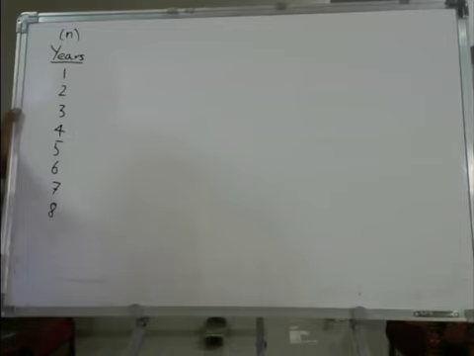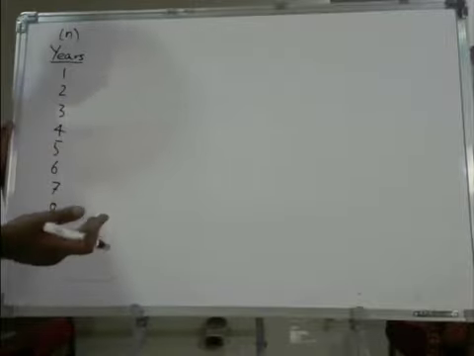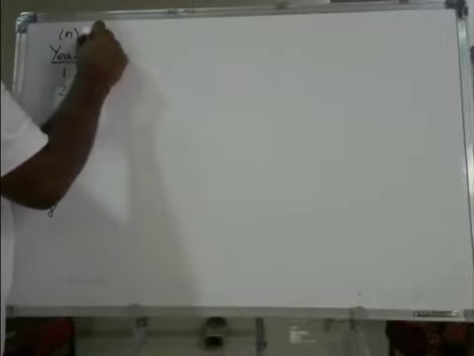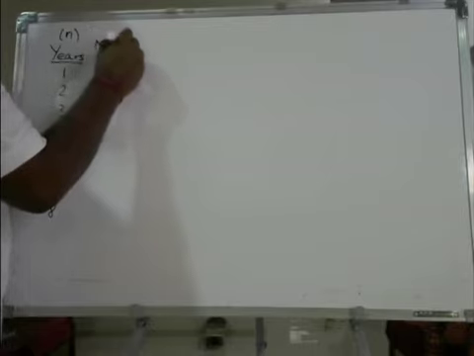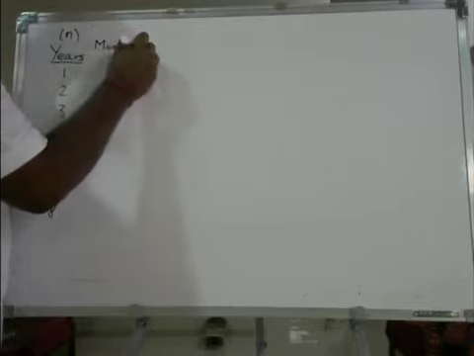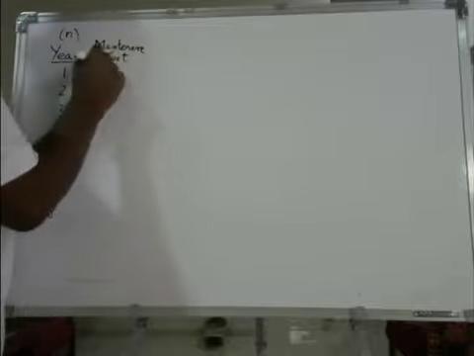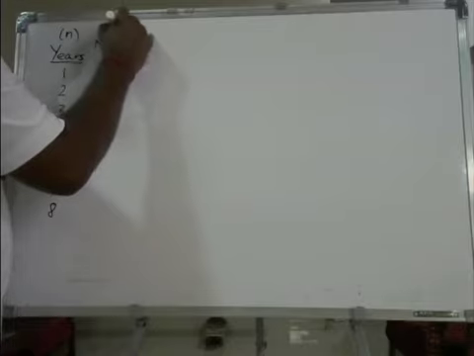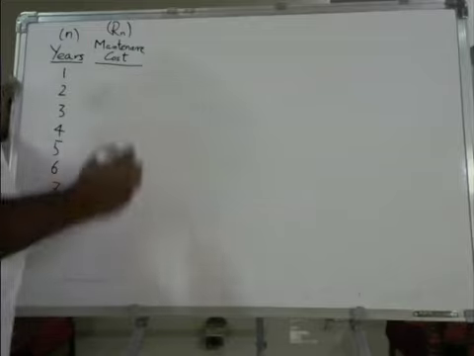Then the next thing given in the problem is the maintenance cost. You can call it the maintenance cost or the running cost, both are one and the same. We will take it here as maintenance cost. Now this maintenance cost is denoted by Rn.